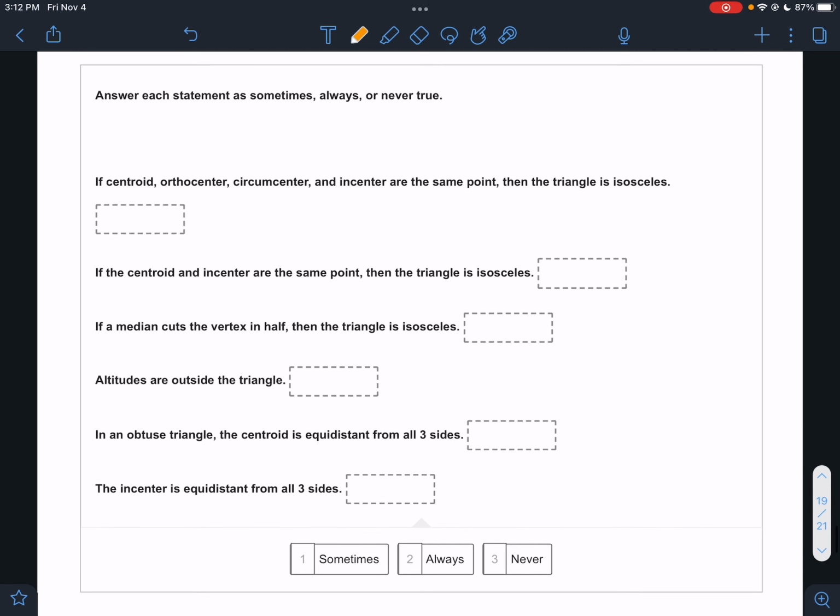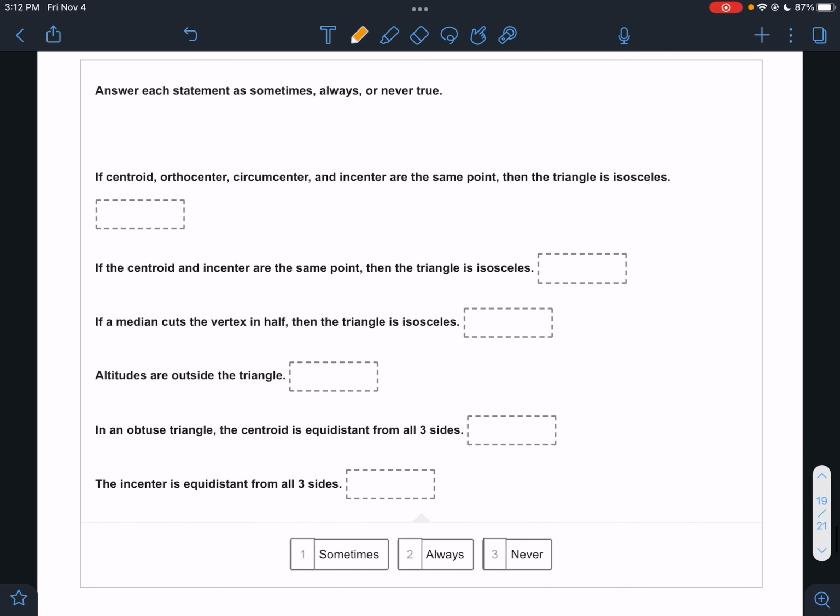Answer each is sometimes, always, never. All right. If those 4 points are the same point, that is code for saying if it's equilateral. The only time that happens is on an equilateral triangle. Then it is isosceles, always. Equilateral triangles are a type of isosceles triangle. Equilateral triangles are always isosceles.